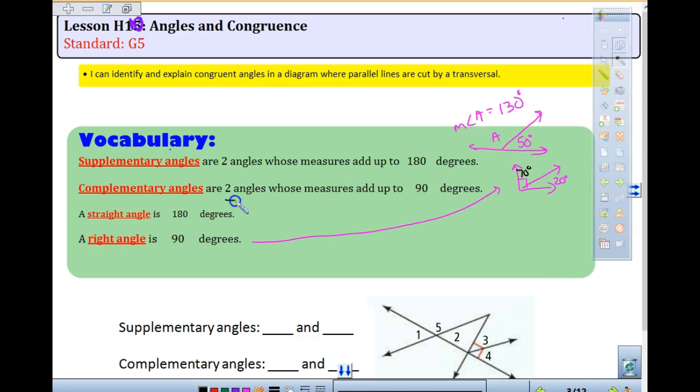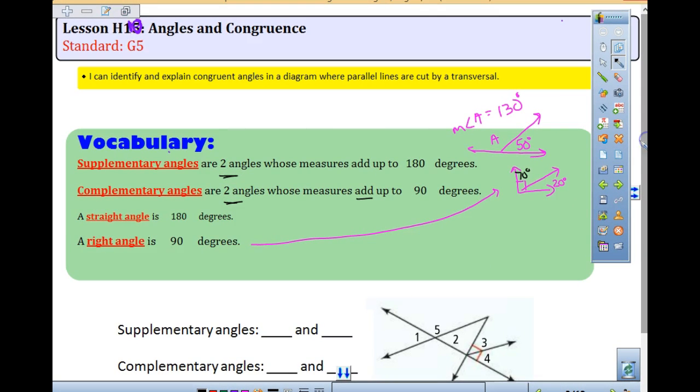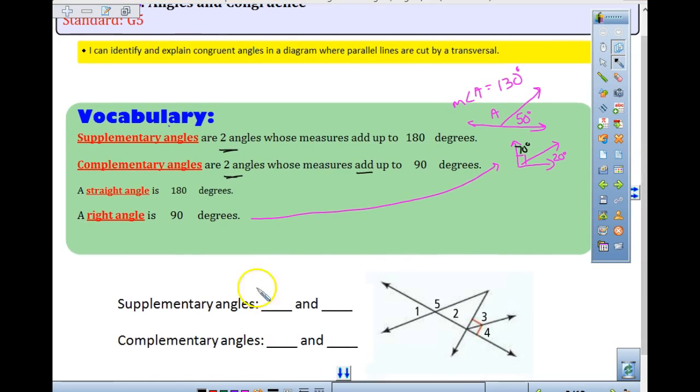So complementary is always two angles that add to 90, and supplementary is two angles that add to 180. So what I ask for you to do is take a look at this picture down below. I want you to tell me two pairs of supplementary, and there's only one pair that's complementary. Write it down, check with your shoulder partner.